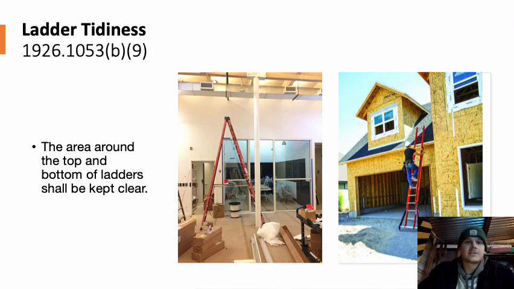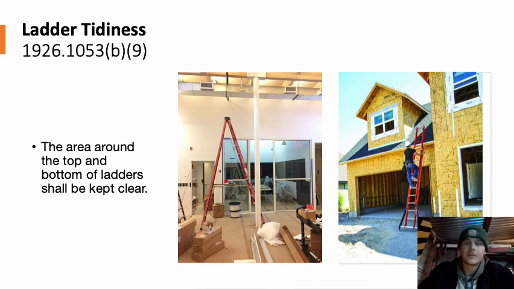All right, so the last requirement we're going to be talking about is the ladder tidiness around the construction site. So the area around the top and bottom of the ladder shall be kept clean. Obviously, this should be a golden rule on all construction sites, but it's good that it's a requirement. So let's look at the right one. Boom, he's clean underneath. We like to see that. Nothing on the top. He's clear at the top.